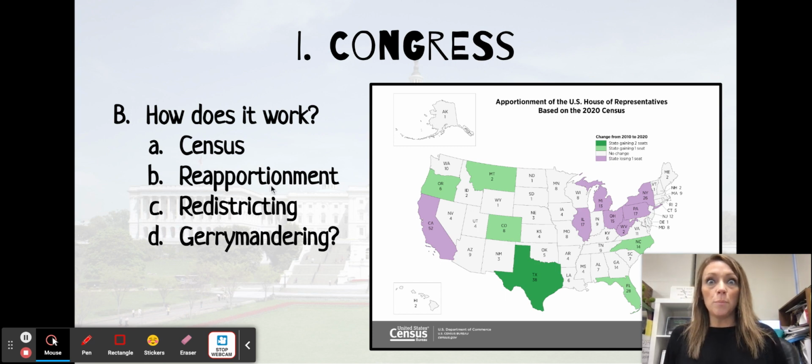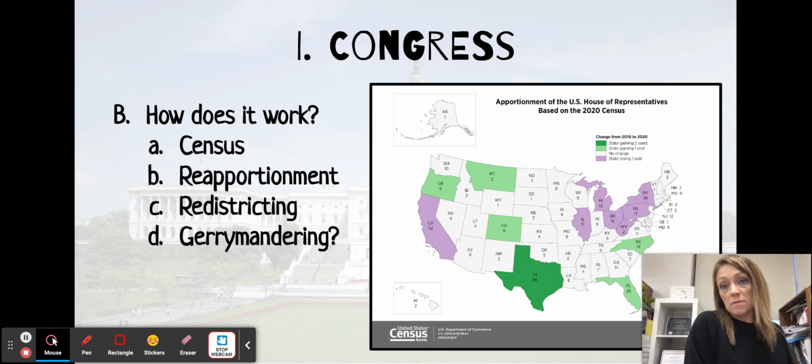Next, we have reapportionment, and reapportionment is the act of redistributing representatives after the census, okay? There are 435 representatives, so every 10 years, we have to look at that and see if the states that have 55 representatives, do they still need that many? Or maybe the states that have 10 representatives, do they need more representatives, okay? So the representatives are redistributed based on the census.